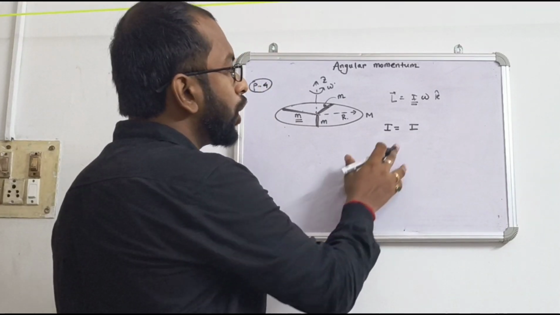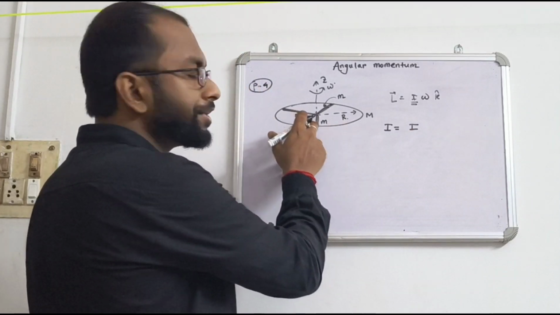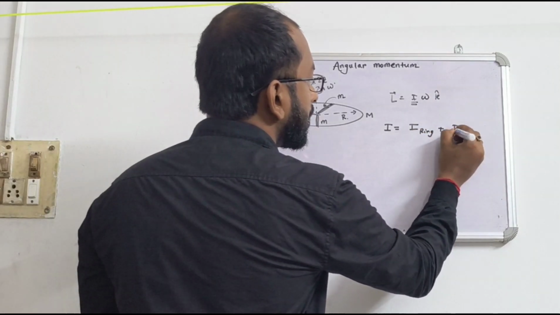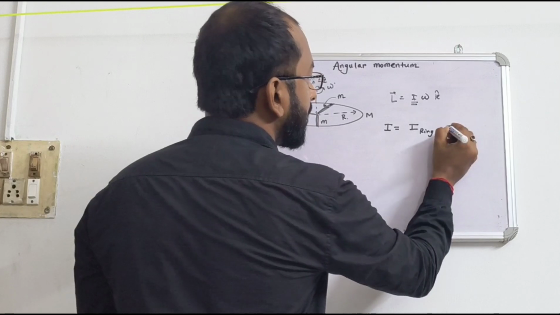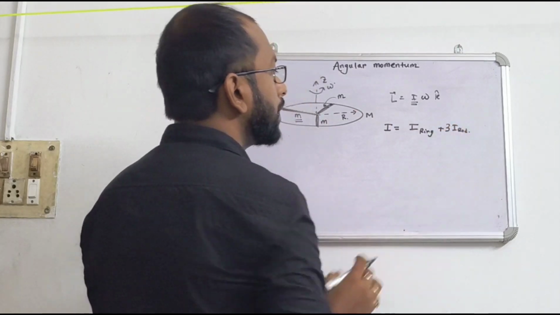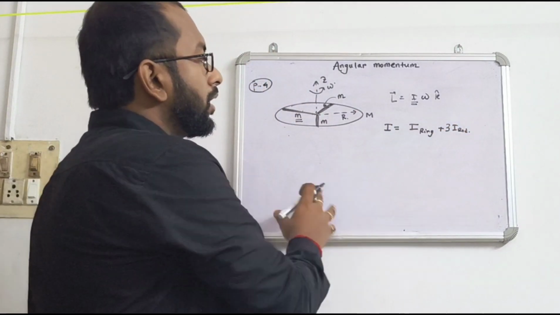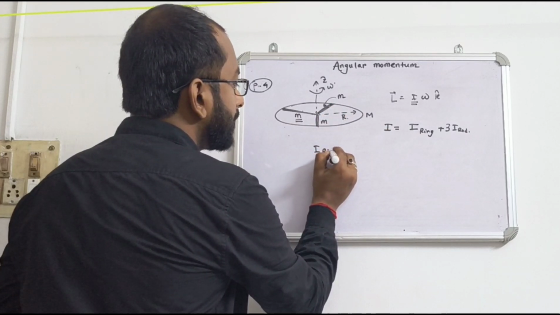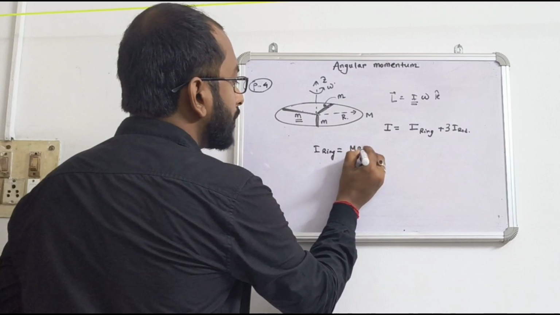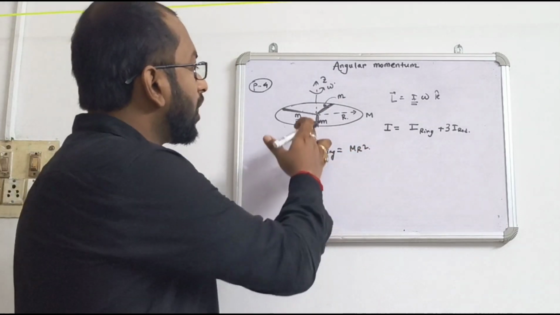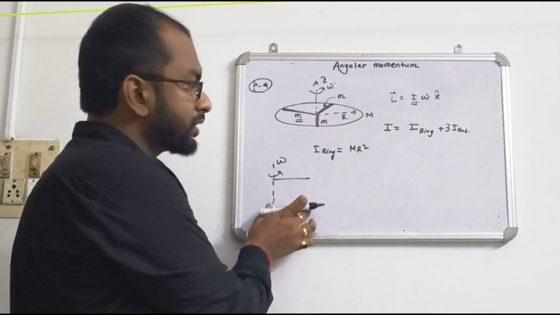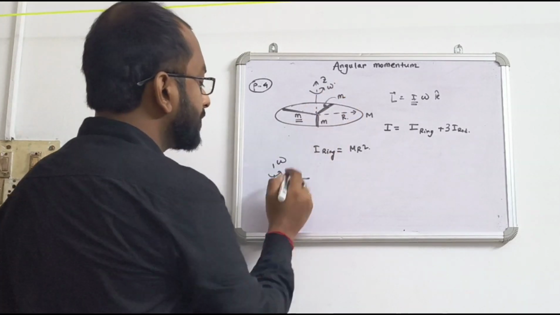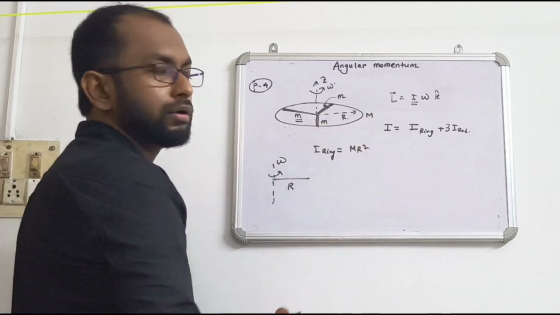I will be the summation of the moment of inertia for the ring and these 3 rods. So I ring plus I rods, but there are 3 rods, so we'll write 3 into I rods. So what is the moment of inertia for a ring of mass m and radius r? I ring is m into r square. Now closely observe these 3 rods. These 3 rods are rotating with respect to their extreme end, and the length of these rods is r, the radius of the ring only.